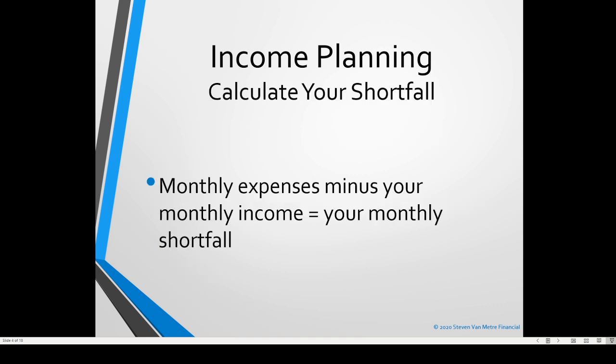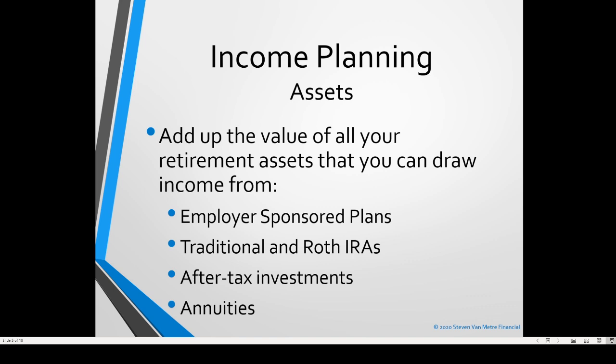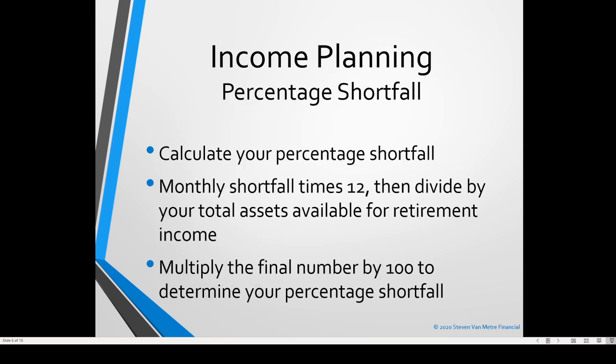To calculate your shortfall, you'll take your monthly expenses minus your monthly income, and this will give you your monthly shortfall. You'll then add up the value of all your retirement assets that you can draw income from, such as employer-sponsored plans like 401ks, 403bs, and 457 plans, your traditional and Roth IRAs, any after-tax investments, and any annuities that do not have a lifetime income benefit. To calculate your percentage shortfall, take your monthly shortfall times 12, then divide by your total assets available for retirement income. Multiply the final number by 100 to determine your percentage shortfall.